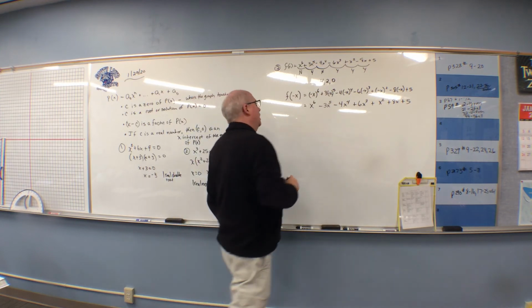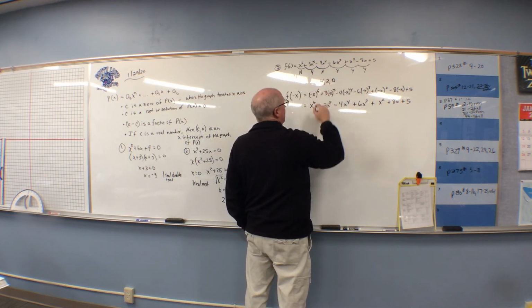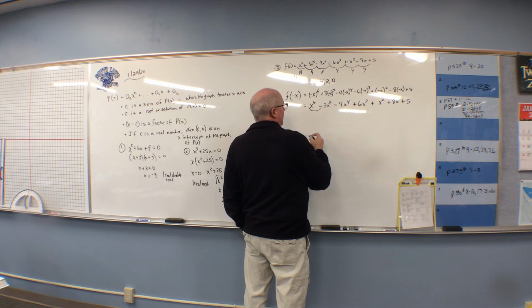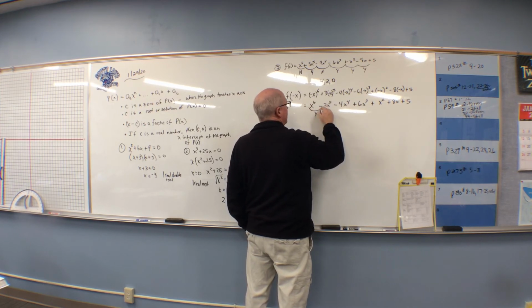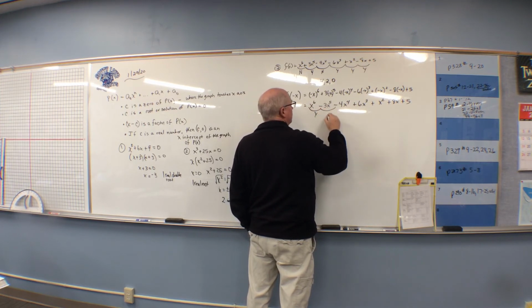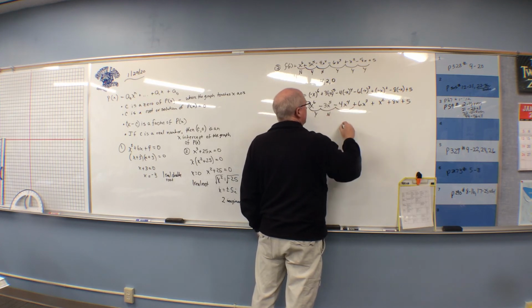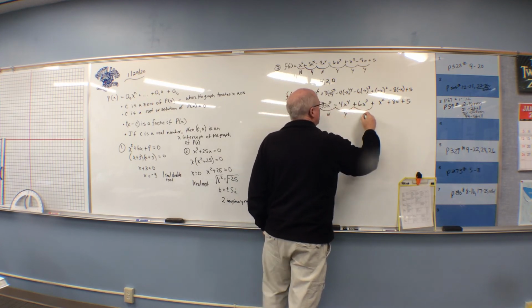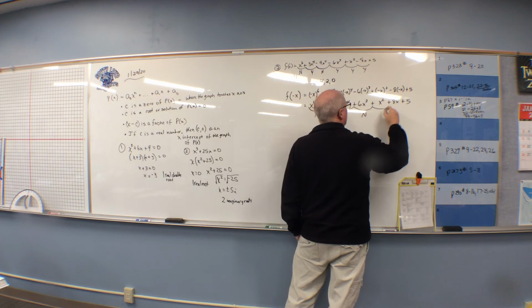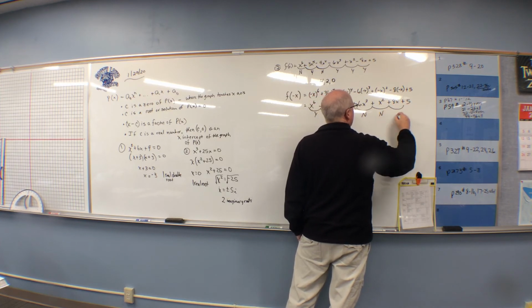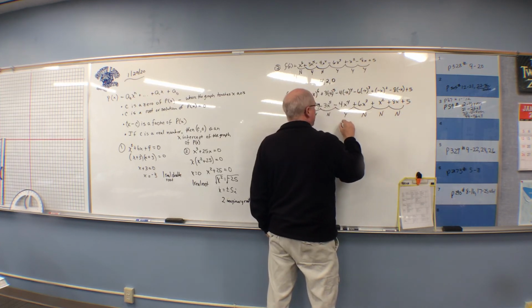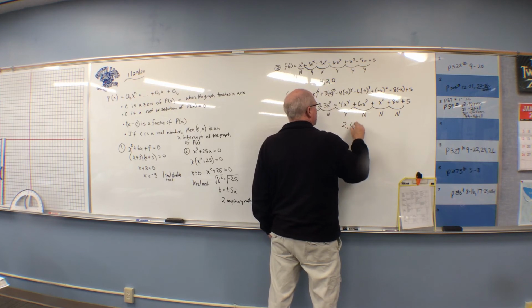Now let's go through our sign changes. Same thing. We do the same thing here. Is that a sign change? Yes. Is this one? No. Nope. Is this one? Yes. Is this one? No. Is this one? No. Alright, so we have a possibility of 2 or 0.